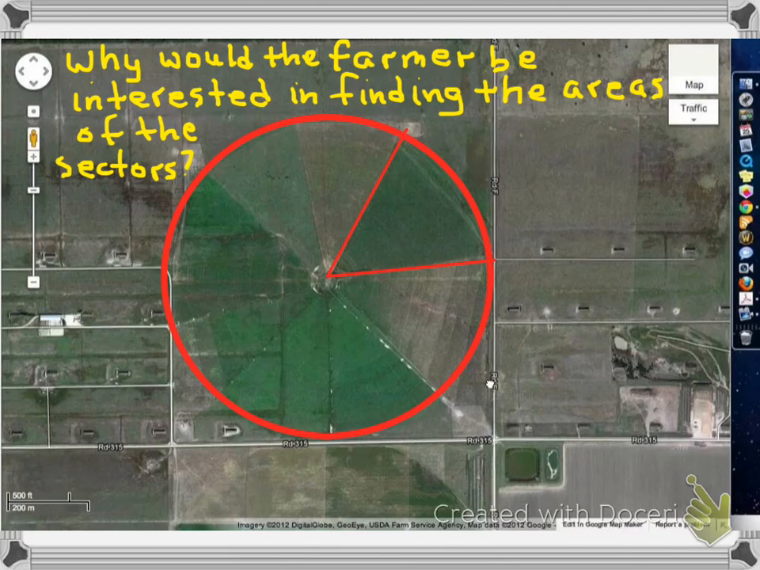If you think about it for a moment, you'd probably say, well, he'd need to know the area of those sectors, especially if he plants different crops in each sector. He'd need to know how much seed he would need to buy and how much fertilizer he would need to buy. So it's a very practical problem that we're going to learn how to solve.